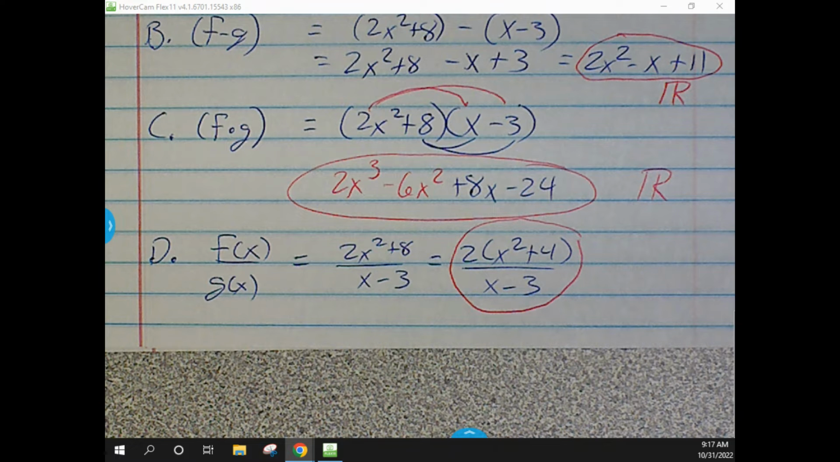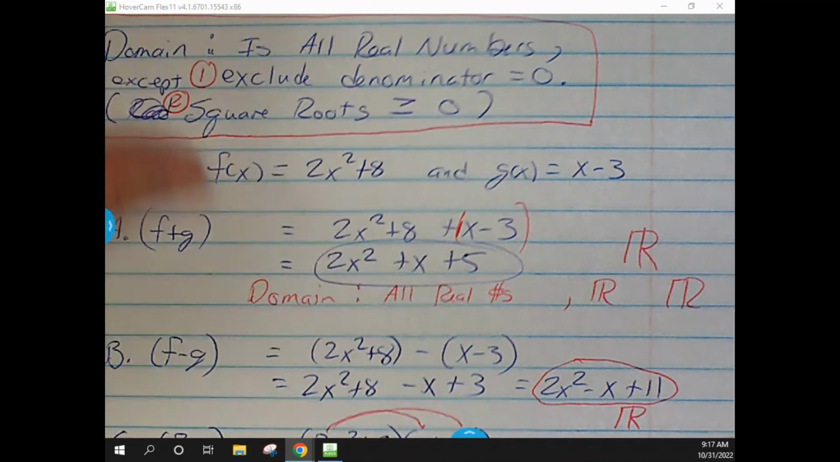And it's honestly about a 50-50 split. Half the problems you'll get, you don't do anything with it, and the other half, they'll factor, and then you can do something with it. And we'll show you one here in a minute that you actually can factor for this part. All right, now in this case, your answer is not going to be all real numbers because you have to exclude your denominator equal to 0.